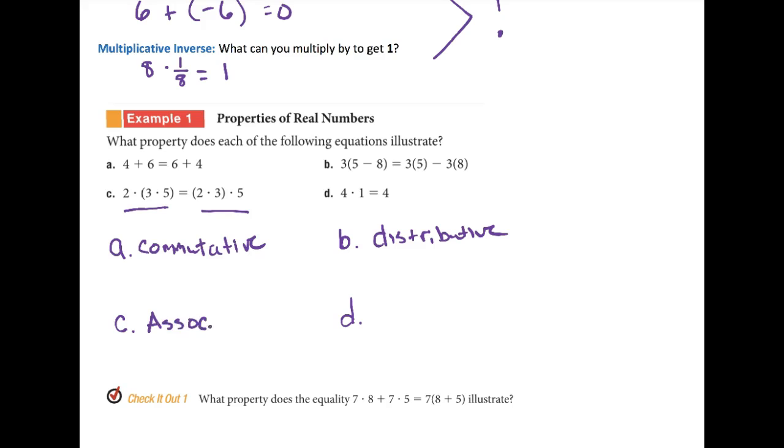And I'm going to shorten that by just abbreviating it as associative property of multiplication. There's also one for addition. And the last one is just showing us the multiplicative identity. All right, so next I'd like you to look at Check It Out 1 down here at the bottom and tell me what property that illustrates.